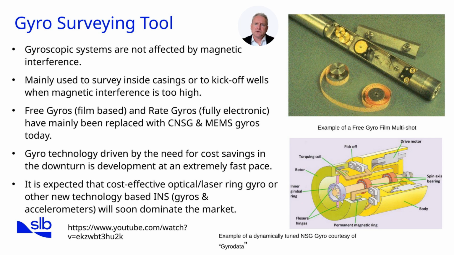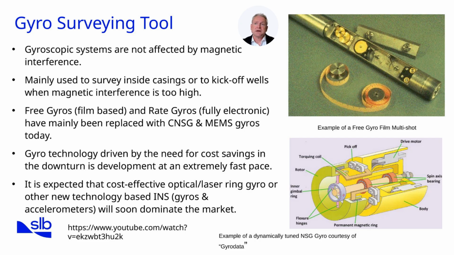Gyroscopic survey tools address one of the primary challenges of magnetic surveys, interference from steel and local magnetic anomalies. Because gyros reference Earth's rotation rather than the magnetic field, they provide accurate azimuth regardless of surrounding conditions. This makes them the tool of choice inside casing, in high inclination sidetracks, or near magnetic interference zones.